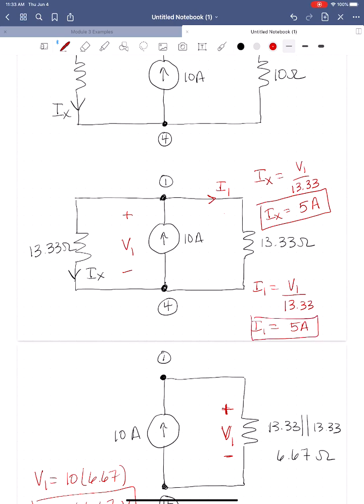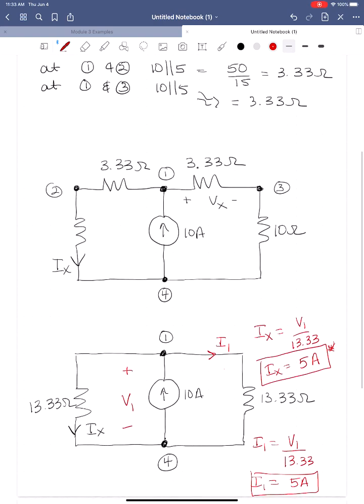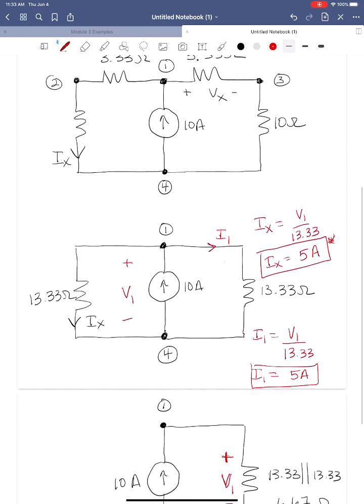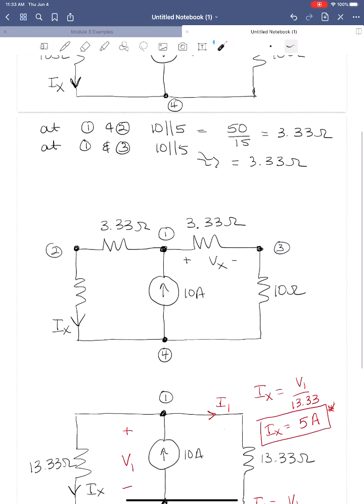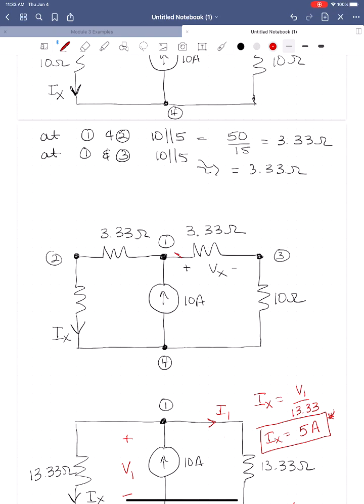Okay, so this was the answer we need. We're done with Ix, but we're going to expand back a step and label I1 on this circuit. So I1 flows through the series combination 13.33 from node 1 to node 4. So that means that this current here is also I1. And now we can solve for Vx. Vx is equal to 3.33 times I1. So Vx is equal to 16.65, although that's kind of a rounded number.